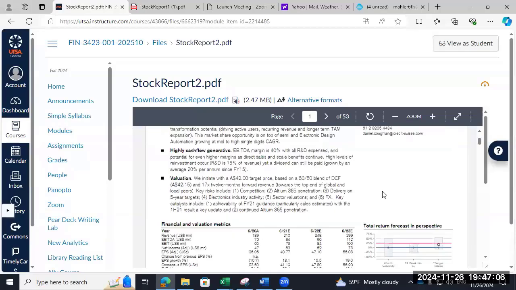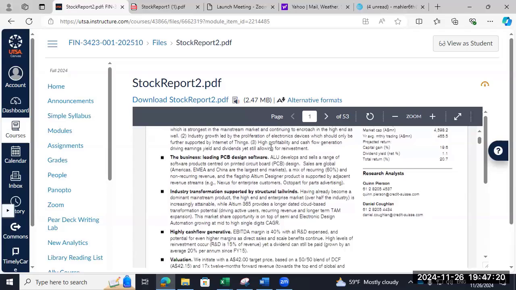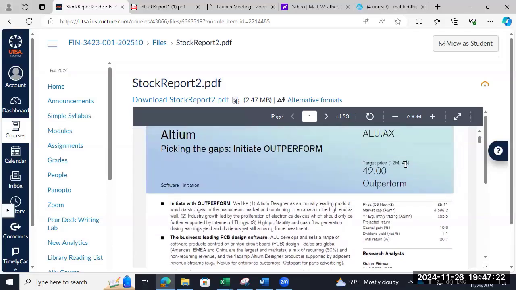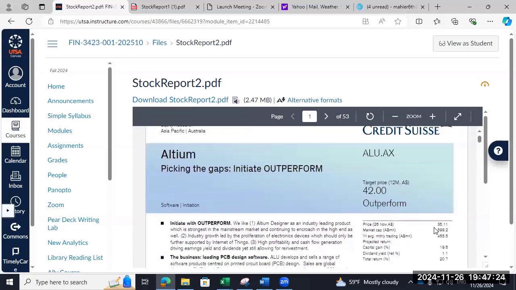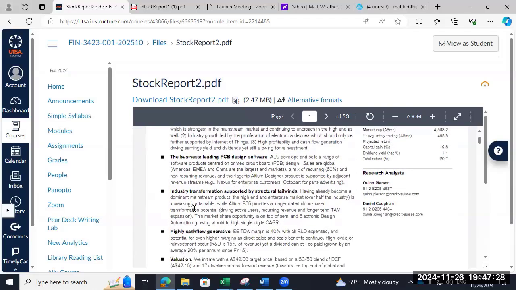Theirs goes on a few more pages, but you're not going to do that because you have your papers 3, 4, and 5 that are going to do all of that, right? So you're just summarizing. So you can see what they say: initiate with outperform. So they're recommending a buy. They got their target price. The current price is over here. They have the analyst names listed there. You want to make it look as much sell side as you possibly can.